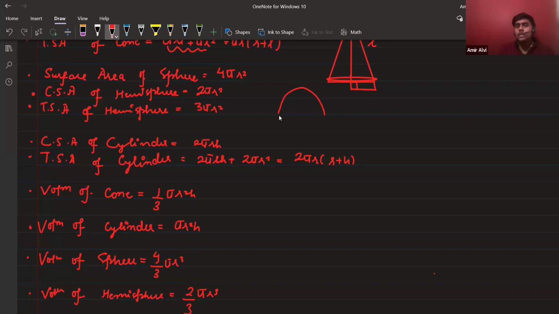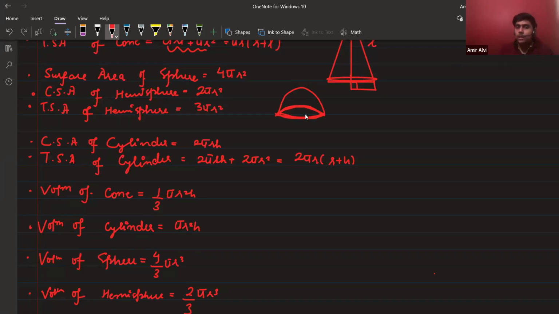So the curved surface area of a hemisphere is like this. Suppose this thing. Have you seen a bowl? How many of you have seen a bowl? I think everybody has, because in a household we use a bowl for soup and all things. Yes or no? Very good. So the lateral surface area of a hemisphere is 2 pi r square. But when you add the base to it, it will become the total surface area, because there is a base as well in the hemisphere. Yes or no?